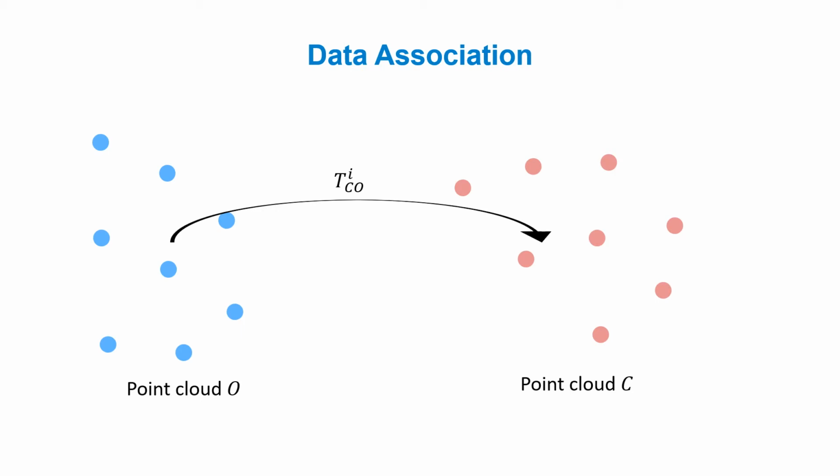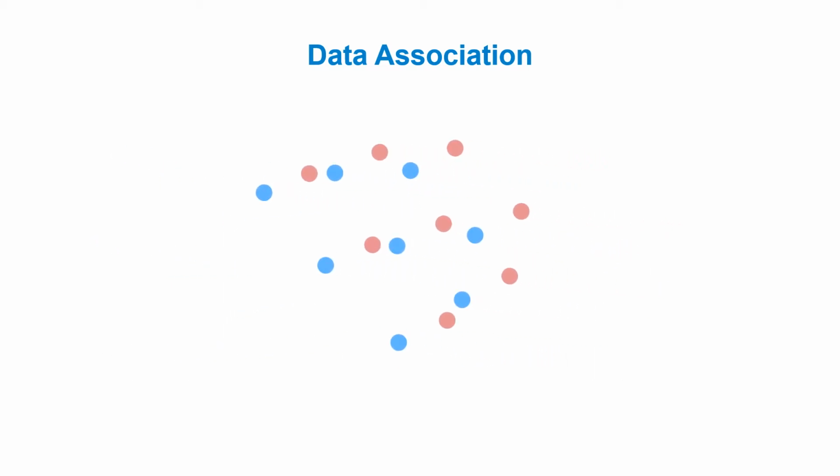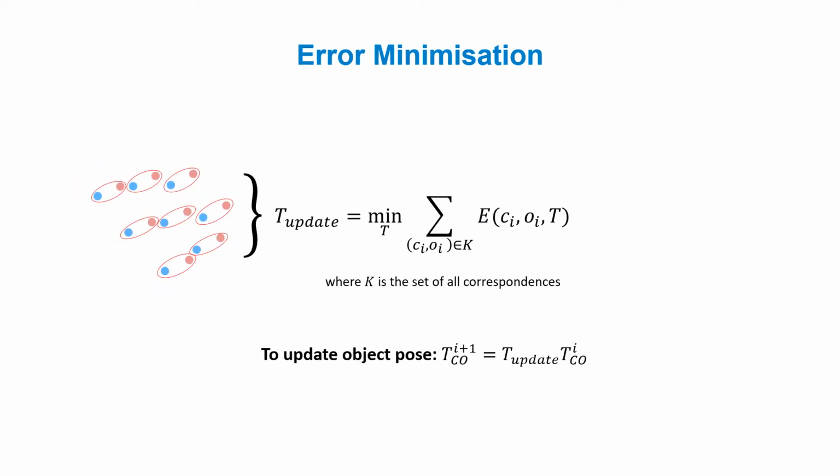A single iteration of ICP begins by transforming all model points to the frame of reference of the camera. A data association method then finds correspondences between the 2 point clouds. All correspondences are used to minimize an error metric. The output is used to update the current ICP estimate before it moves to the next iteration.